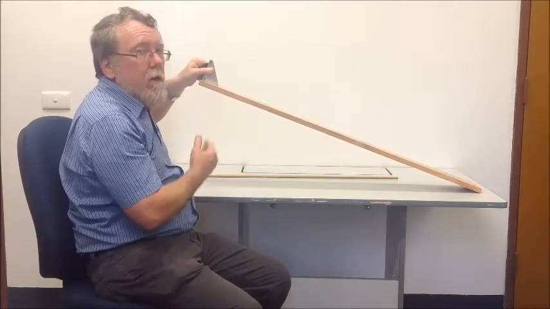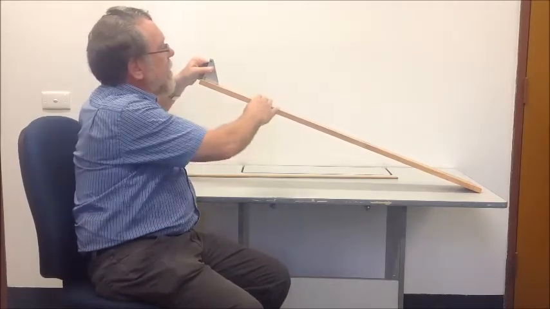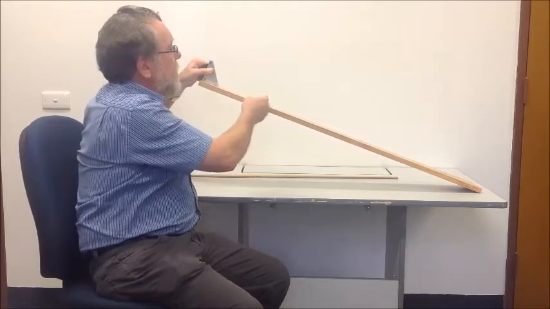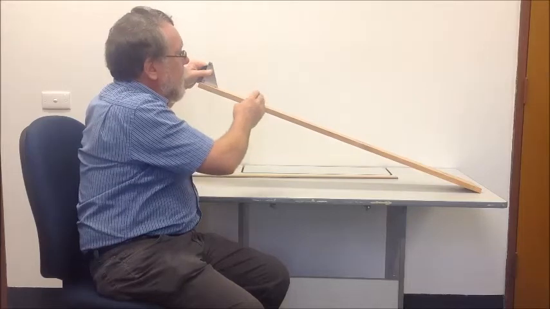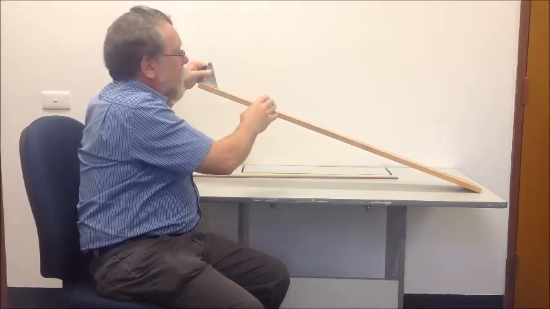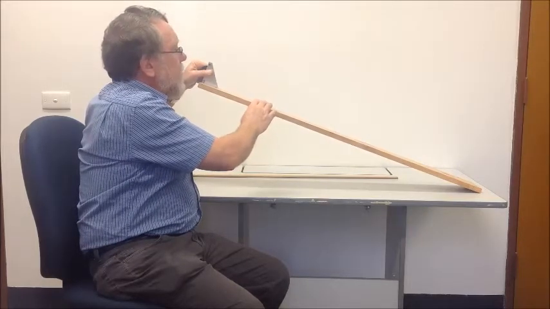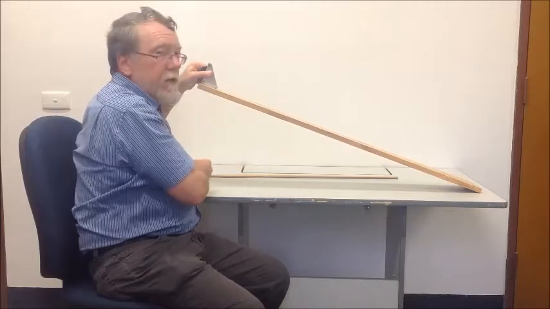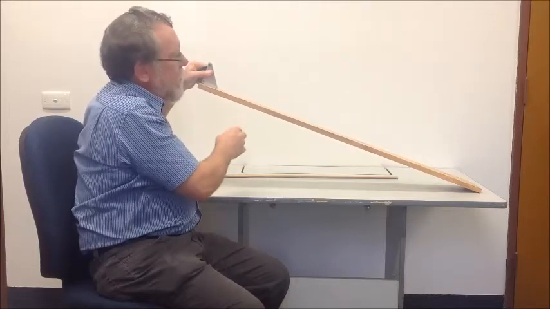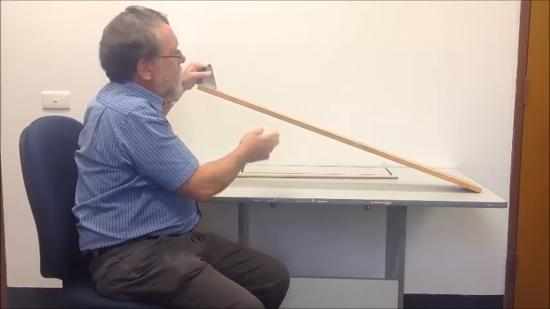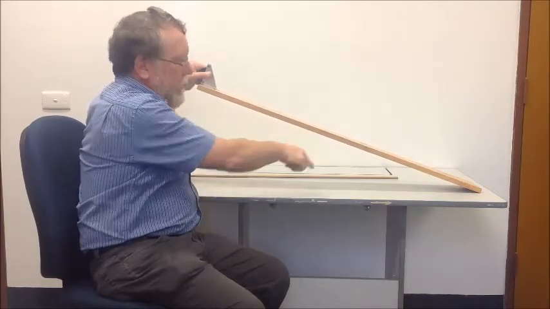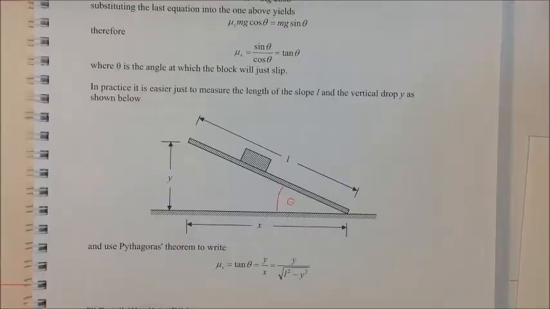Slipping happens when the coefficient of friction is such that the force parallel to the slope over the normal force is equal to the coefficient of friction. In other words, when mg sin θ over mg cos θ, sin θ over cos θ is tan θ. The coefficient of friction, at the point of slipping, is just the tan of the slipping angle.